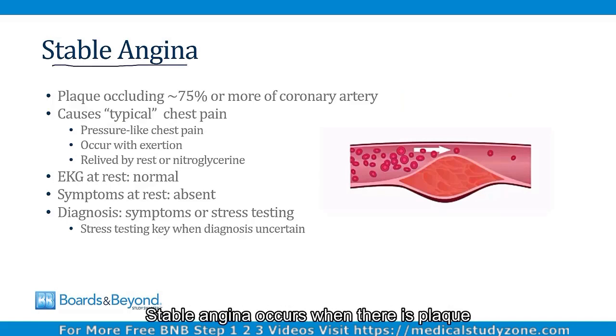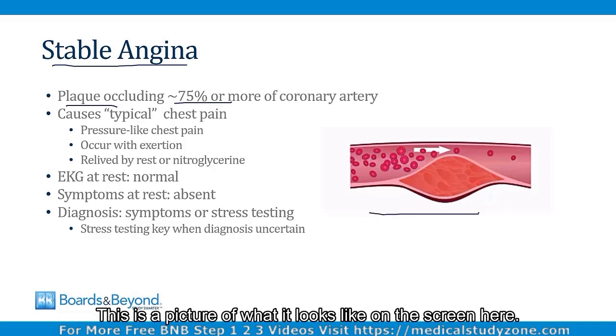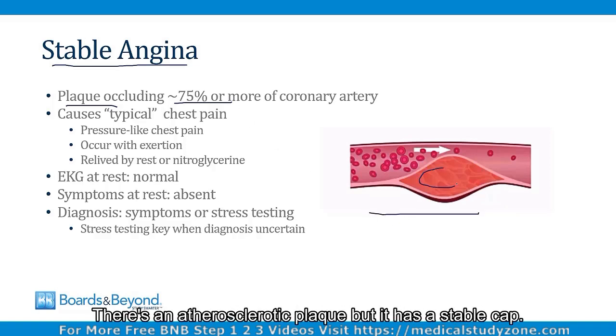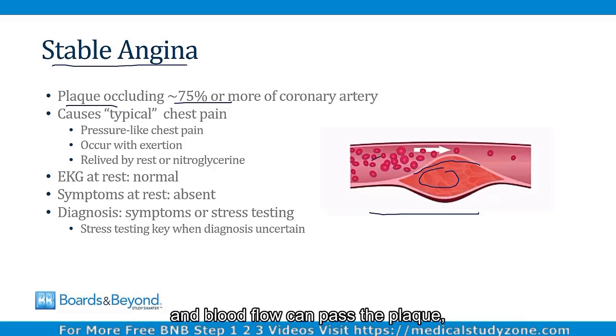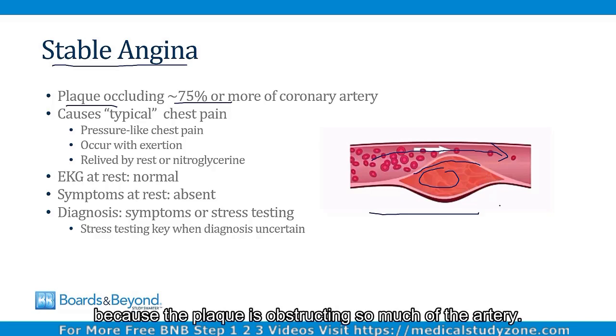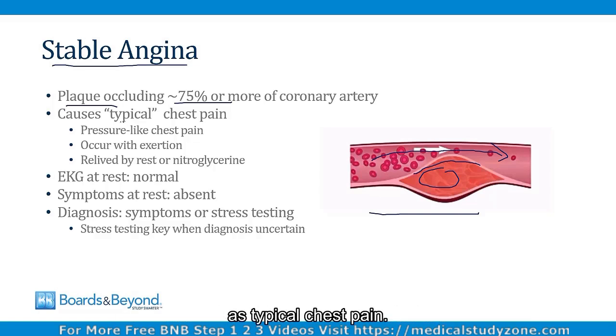Stable angina occurs when there is plaque in a coronary vessel that occludes 75% or more of the artery. This is a picture of what it looks like on the screen here. There's an atherosclerotic plaque, but it has a stable cap. In other words, it is not ruptured and formed a thrombus. And blood flow can pass the plaque, but there is a limitation to flow because the plaque is obstructing so much of the artery. Patients with stable angina have what's known as typical chest pain.